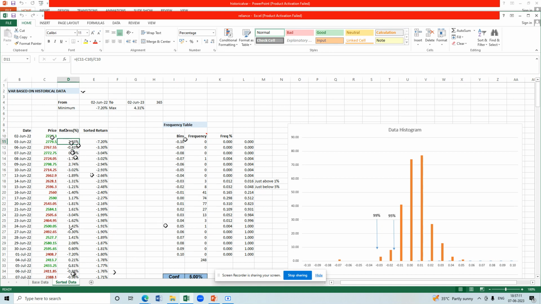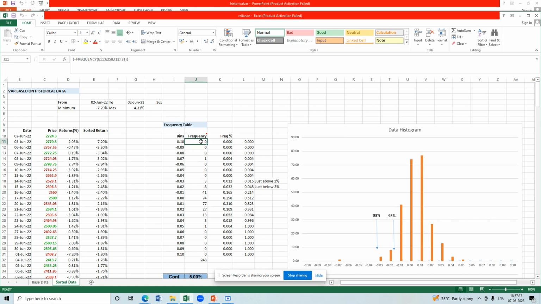Now, having done that, the next step is you need to build a frequency table. How do you do that? First, you define the bins. Now, if you notice over here, the minimum value is minus 7.2% and the maximum is 4.31. So, I've taken the minimum over here as minus 0.10 and the maximum as 0.10. So, all your observations fall within this interval.